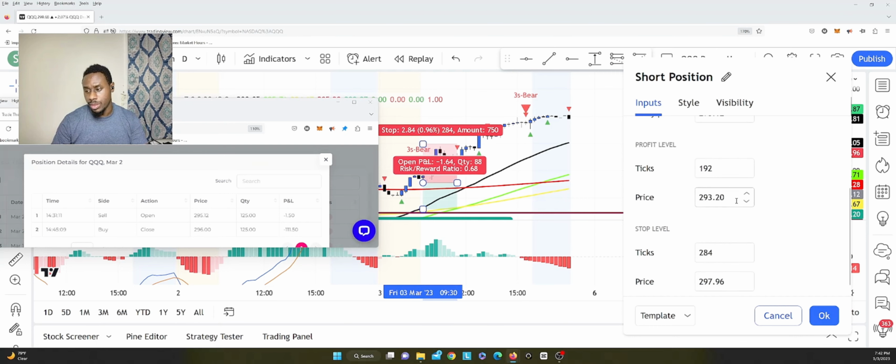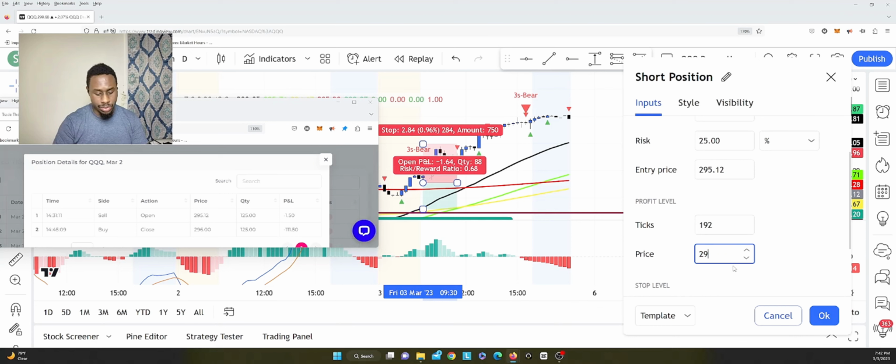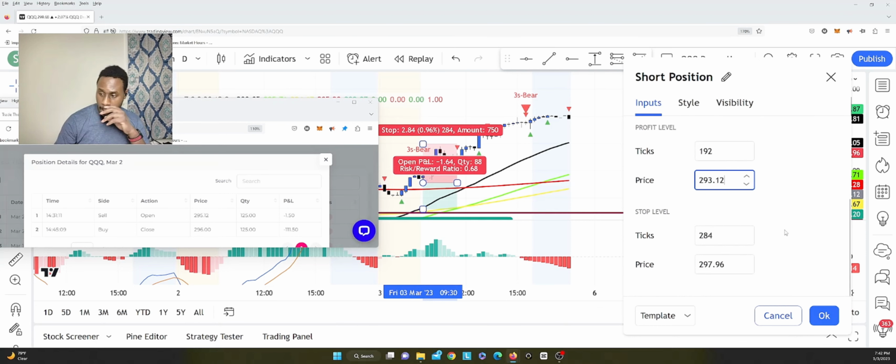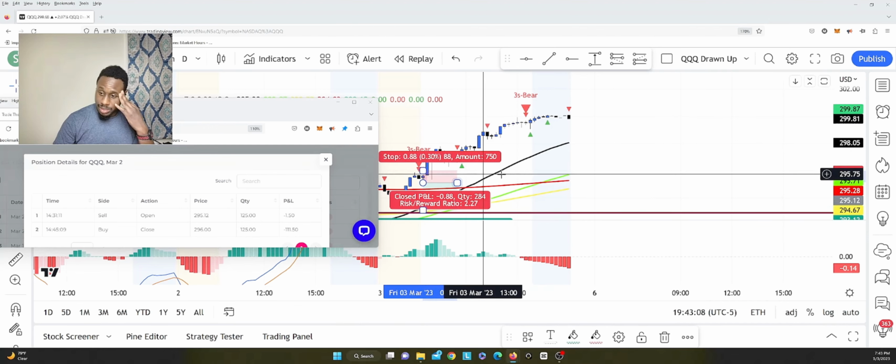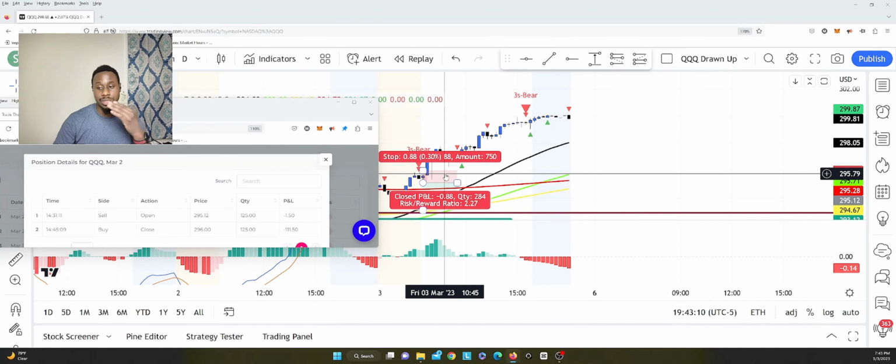295.12. The profit I was looking for, 293.12, and then the stop loss level I was aiming for, 296, right? So you can see I got hit out as soon as price went against me.